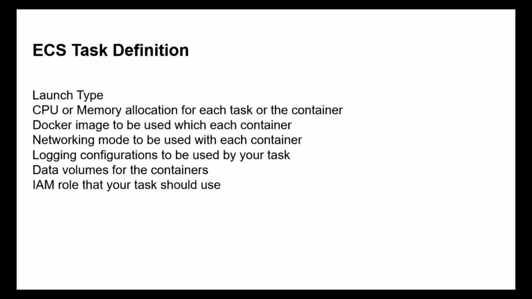So ideally, these are all the 7 parameters that we will provide as part of our ECS task definition, right? We will mention the launch type, whether it is EC2 or Fargate, and you also do a CPU or memory allocation for your containers. Then what is the Docker image that needs to be used with each container? What is the networking mode you want to use? The logging configurations, if you want to send your logs to CloudWatch or a CloudTrail, then specify the data volumes for your containers to persist the data, and also mention the IAM role that your task would use. Okay.